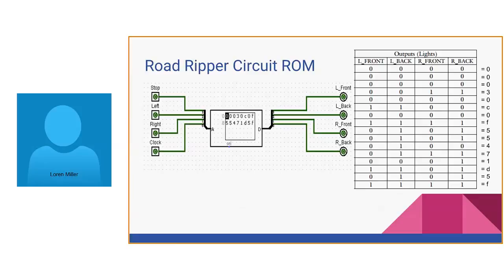This is the Road Ripper circuit ROM, and we were able to create this ROM by taking the 4 outputs and converting them to a hex value, and then each of these hex values were put into the ROM in order so that they can output the correct values. This will give us the same values as the circuit shown before, and that's all we have for today.